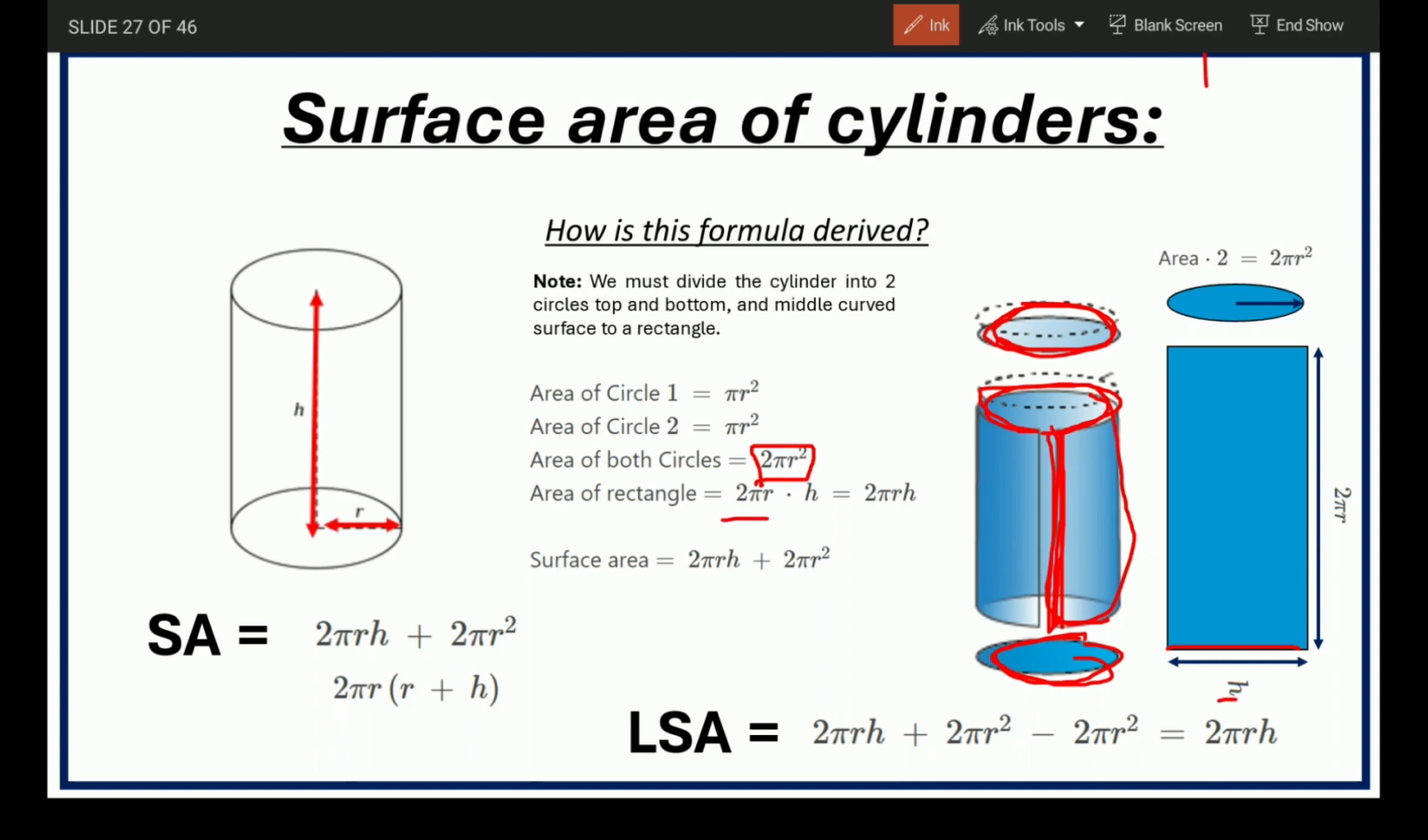So now all in all, we have 2 pi r h, and surface area is 2 pi r h plus 2 pi r squared. Hope you guys got it. And lateral surface area is just 2 pi r h because you just remove the two circles and subtract 2 pi r squared. Hope you guys got it.